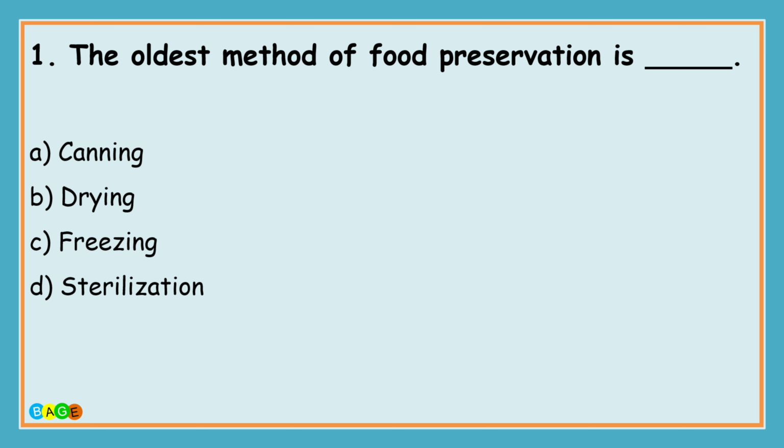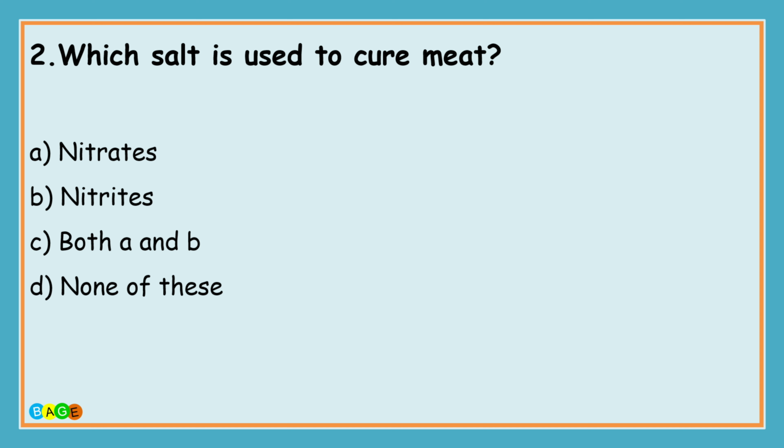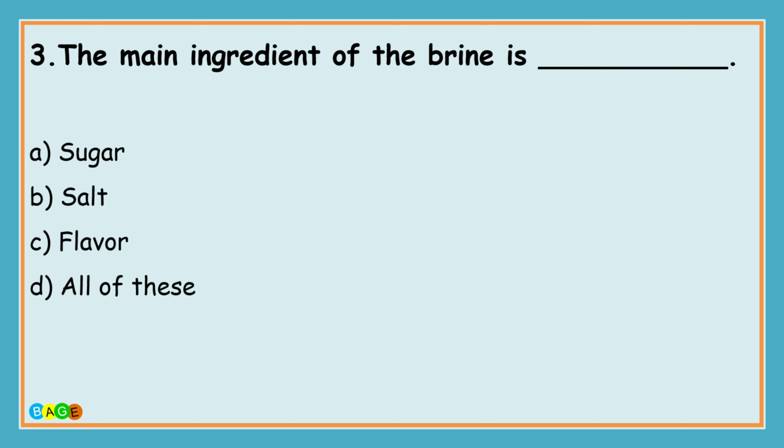Question number 1: The oldest method of food preservation is ___. The options are A canning, B drying, C freezing and D sterilization. The correct answer is option B drying. Question number 2: Which salt is used to cure meat? The options are A nitrates, B nitrites, C both A and B and D none of these. The correct answer is C both A and B.